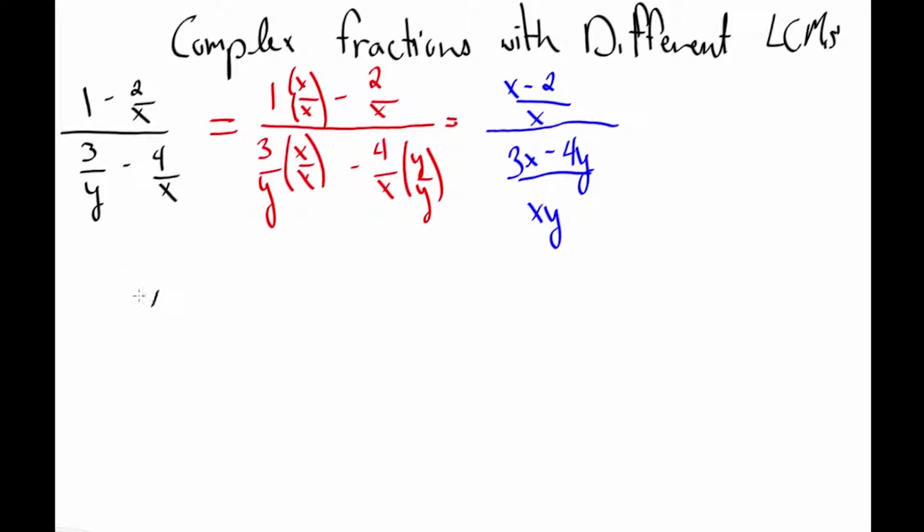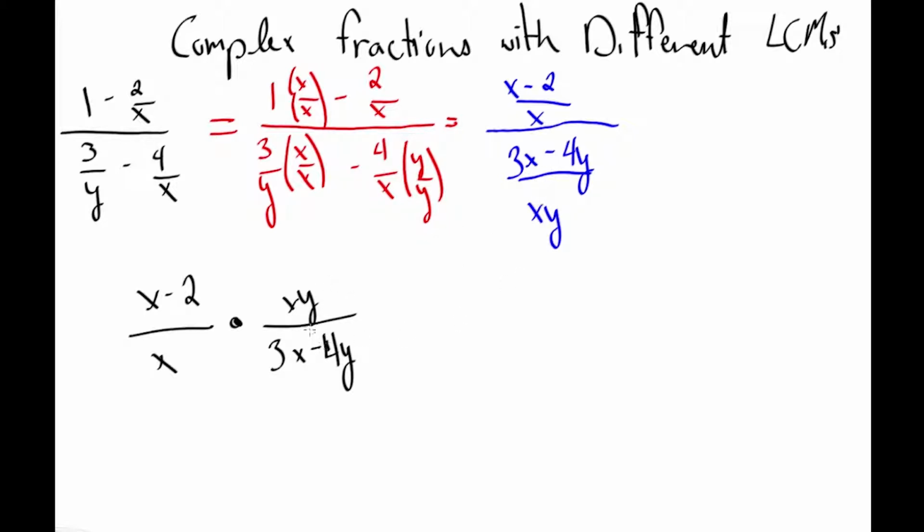So we're going to have x minus 2 divided by x. That's our original numerator over here. I'm going to switch from dividing to multiplying. And instead of dividing by 3x minus 4y over xy, we're going to flip that, or take the reciprocal. So now we're going to have xy on top and 3x minus 4y on bottom. So we took the reciprocal of this, and it's down here.